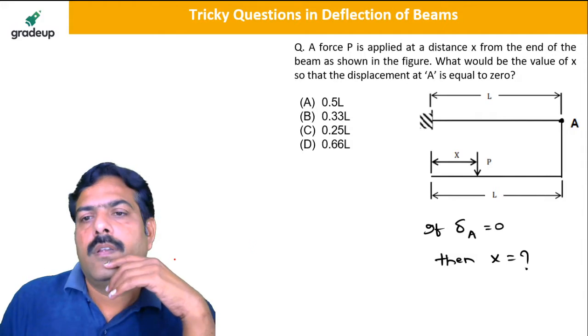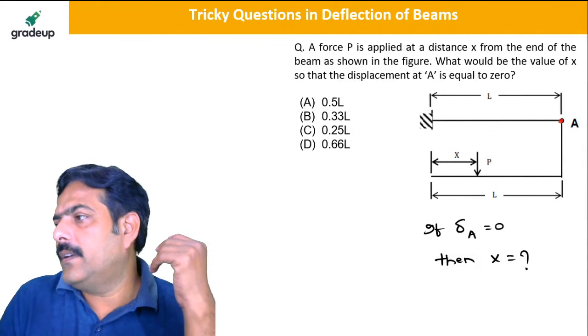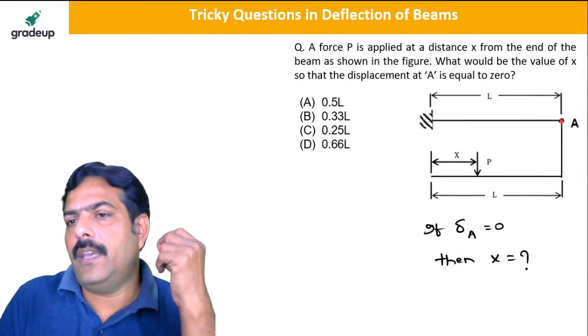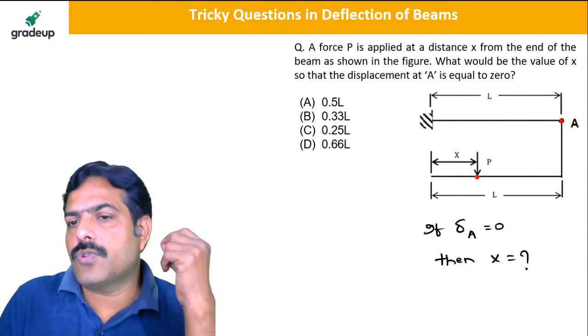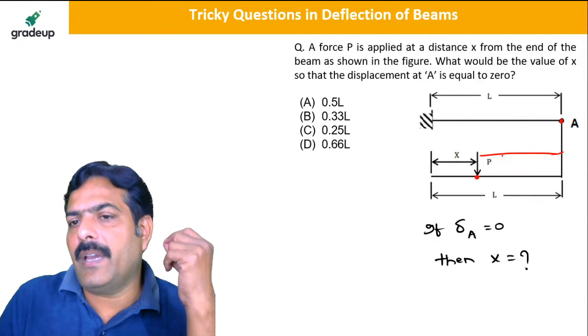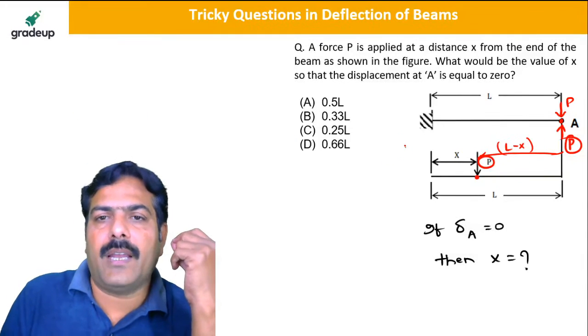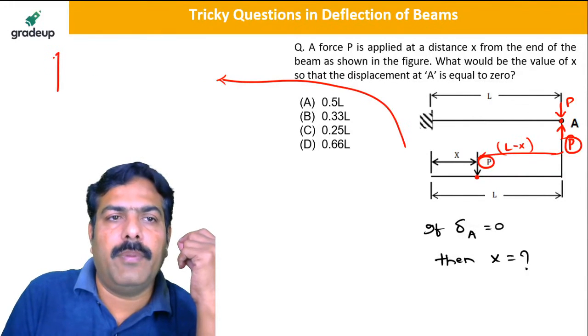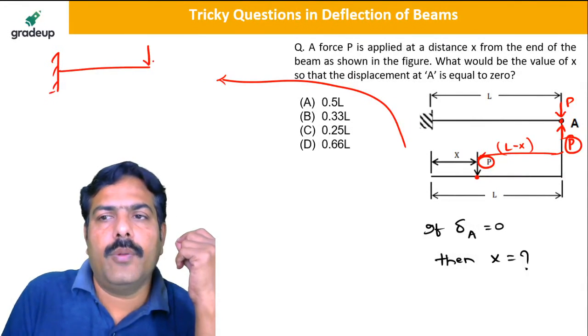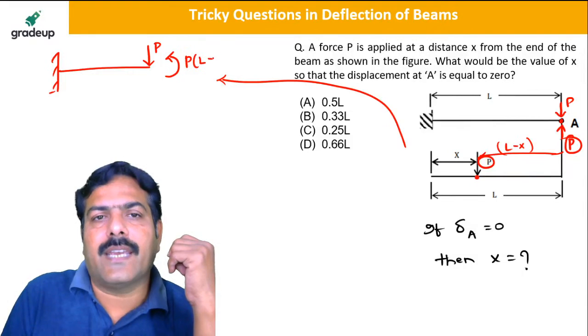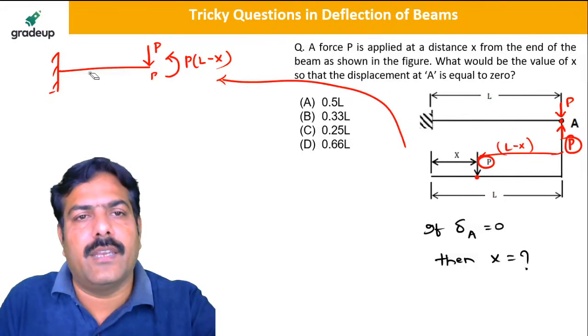In order to find out the deflection at A and equate it to 0, directly you shift the load, and this distance is L minus X. So you apply a load P and subtract a load P. So this P along with this P separated by L minus X form a couple. So your beam can be redrawn as a load P along with an anticlockwise couple P into L minus X. This point is A, this point is O, and this point is A.